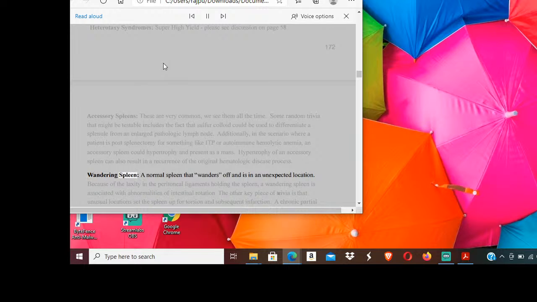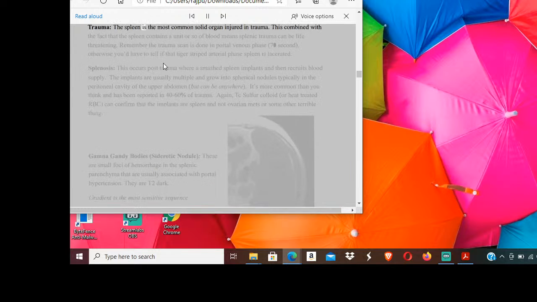Wandering spleen, a normal spleen that wanders off and is in an unexpected location. Because of the laxity in the peritoneal ligaments holding the spleen, a wandering spleen is associated with abnormalities of intestinal rotation. The other key piece of trivia is that unusual locations set the spleen up for torsion and subsequent infarction. A chronic partial torsion can actually lead to splenomegaly or gastric varices.